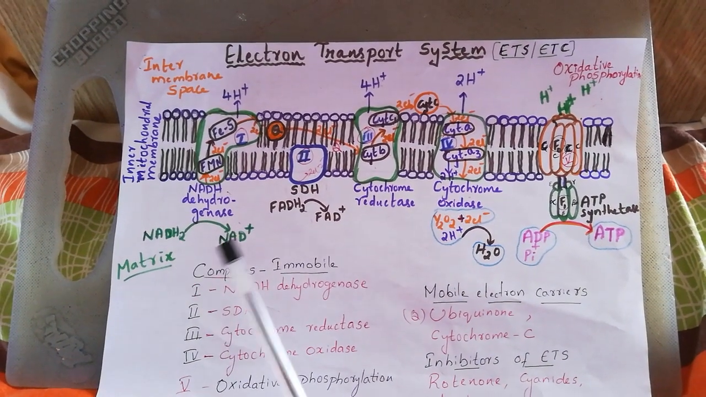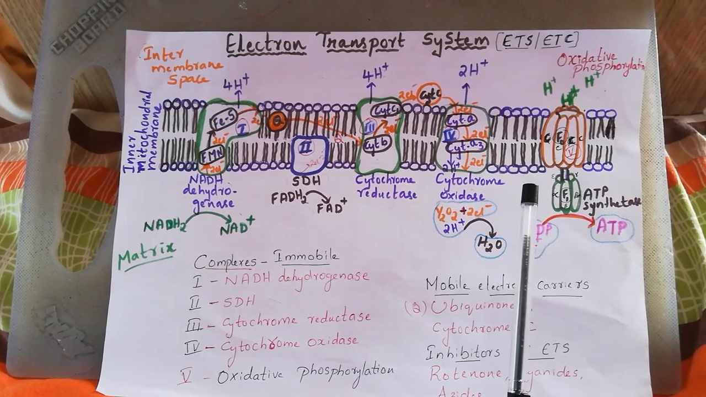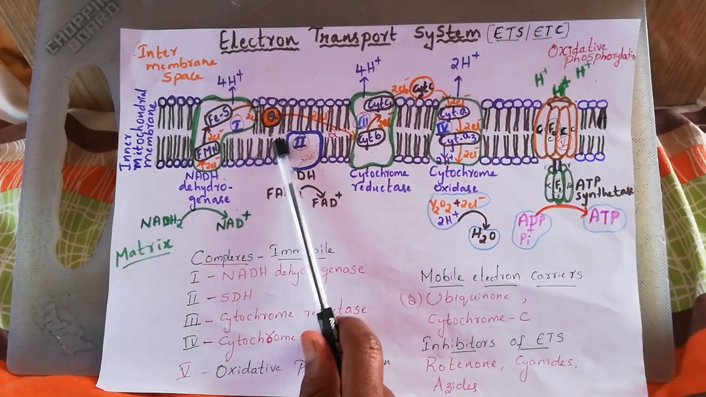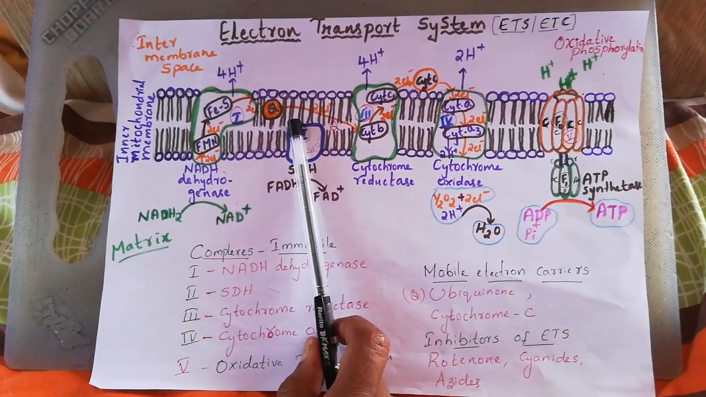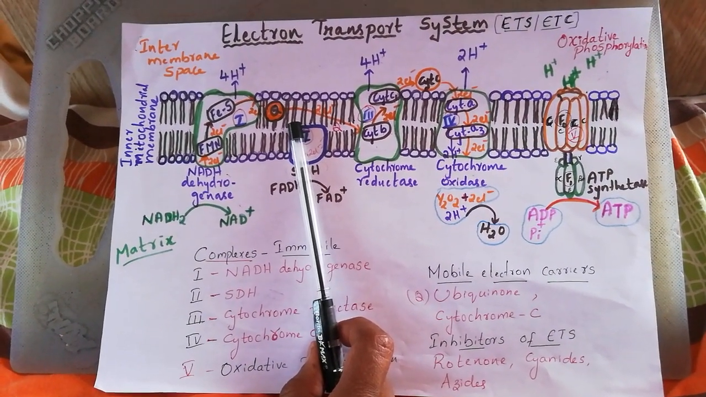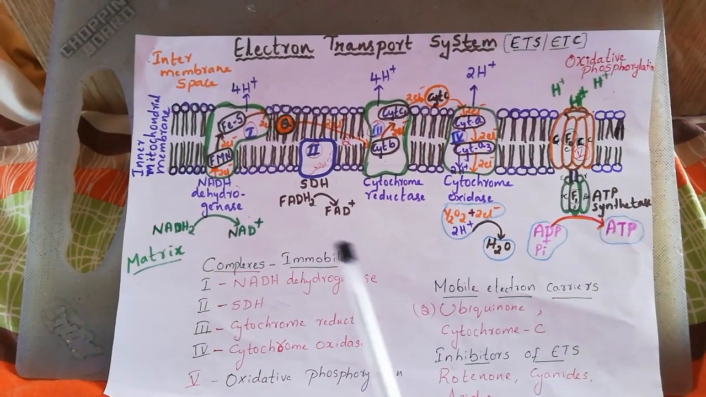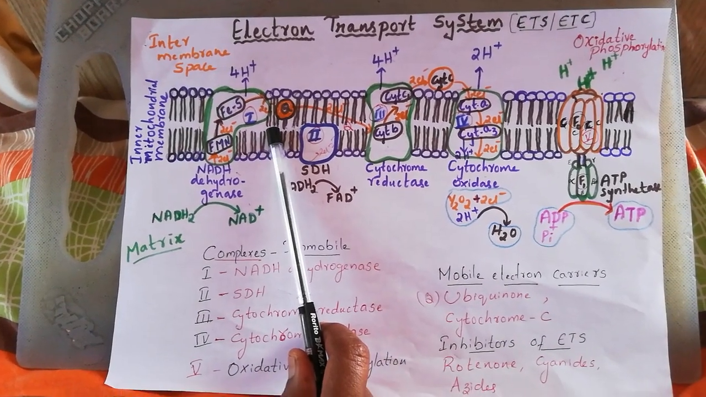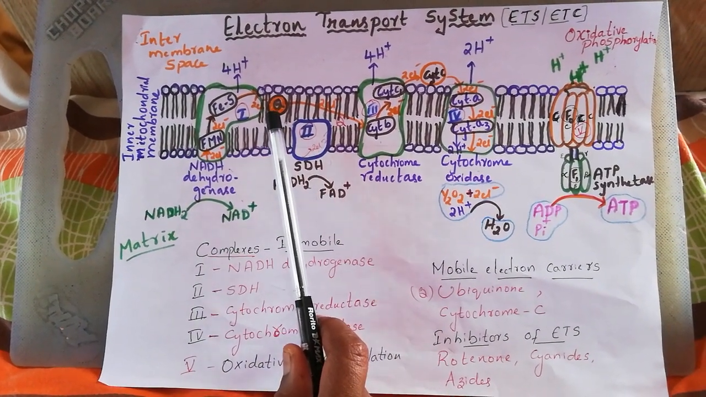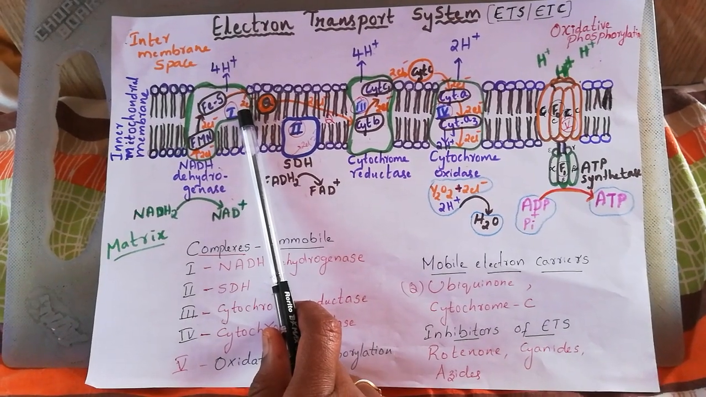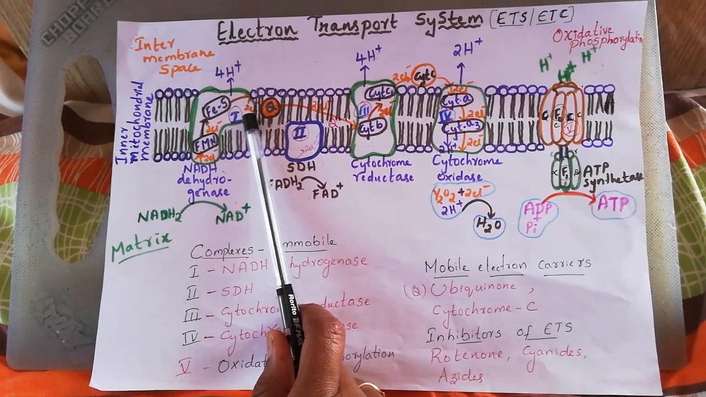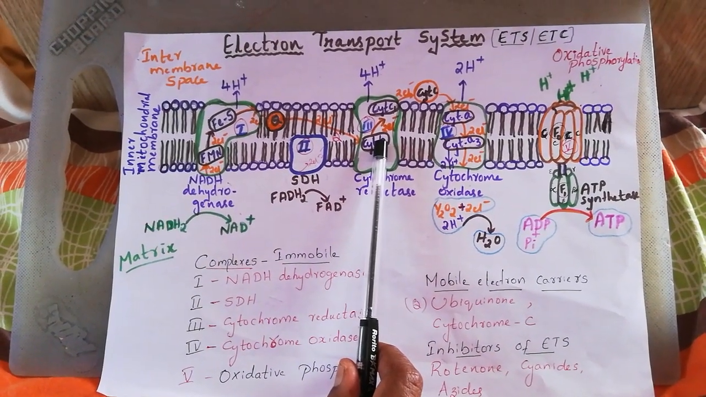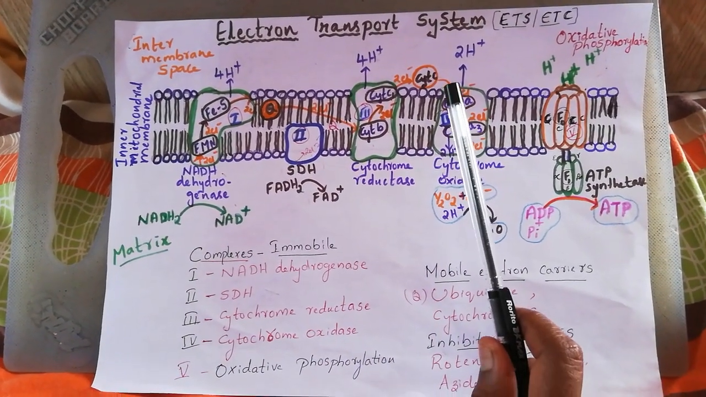Next, these complexes are immobile. We can call them immobile complexes, but they are involved in electron transport. Whereas there are mobile electron carriers, which are ubiquinone, represented as Q, and cytochrome C. Ubiquinone is a mobile electron carrier which carries electrons from the first complex to the third complex, as well as from the second complex to the third complex. So this is ubiquinone.